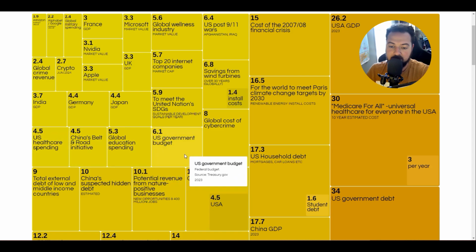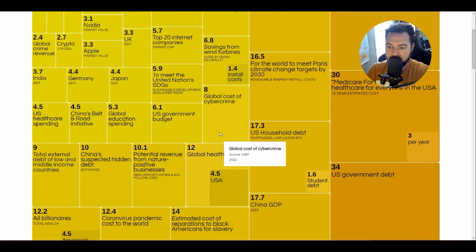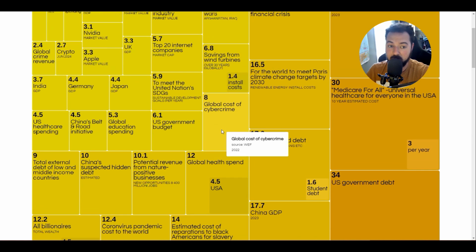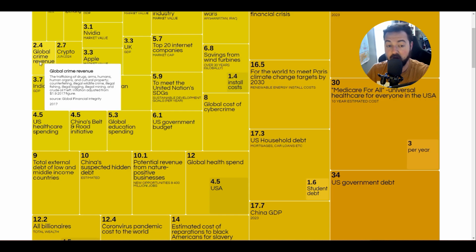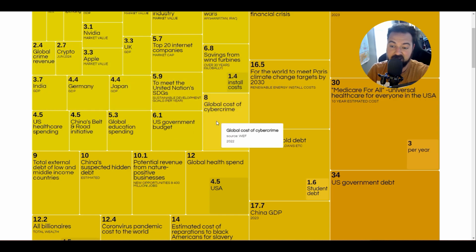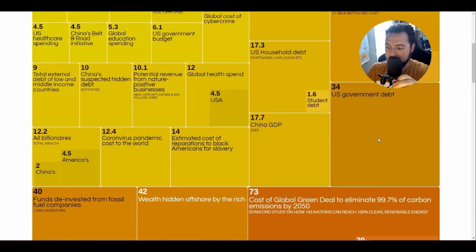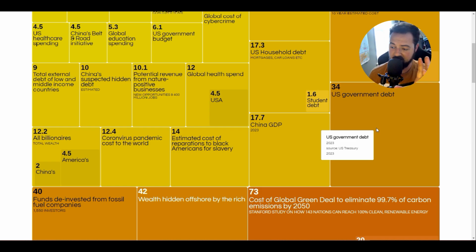So the US government budget, 6.1 trillion. The global cost of cybercrime, right? So I find this interesting when you look at this block over here. It says global crime revenue. I think they split cybercrime out separately, or these numbers conflict, right? So that would be interesting to see. The US government debt, 34 trillion. According to this figure, it goes up all the time, but that's a huge block.